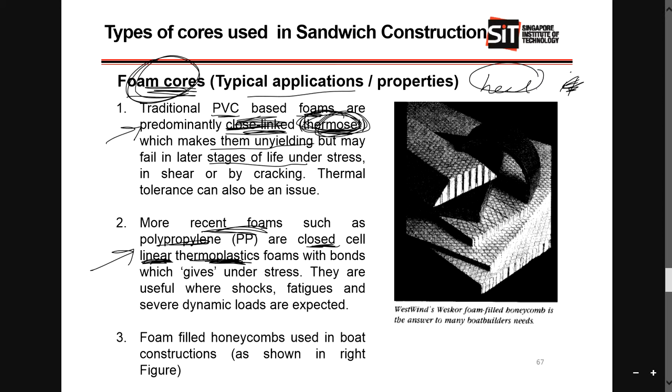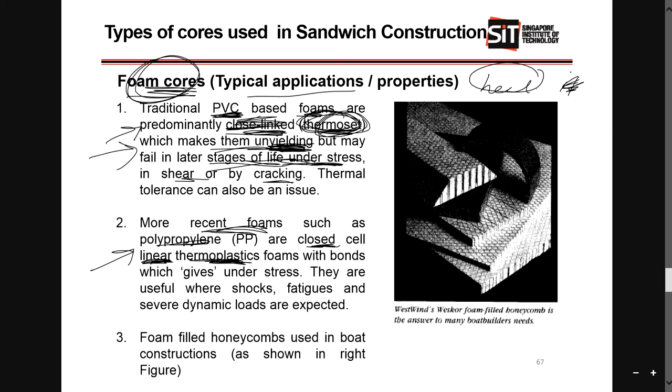So the difference is that your PVC, the cross-link thermoset, resists stress and shear stress, to prevent cracking. What am I saying? I'm killing myself. Okay, my fault. So PVC allows unyielding, so it prevents deforming and allows the shape to stay there, but it will fail after a certain time. For PVC, it doesn't deform much.